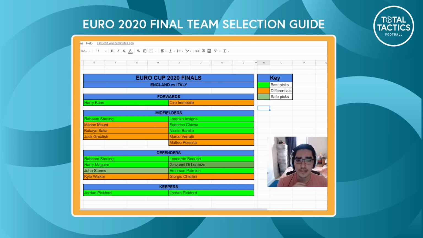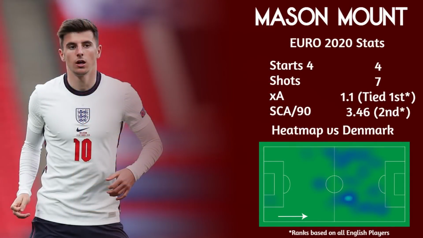But if we go through the picks, we've discussed the forwards a little bit, so let's go for the midfielders, right? One of the issues with dealing with England is that we know England is prone to changing the formation. But what I will say is that I think Mason Mount is nailed on to play.